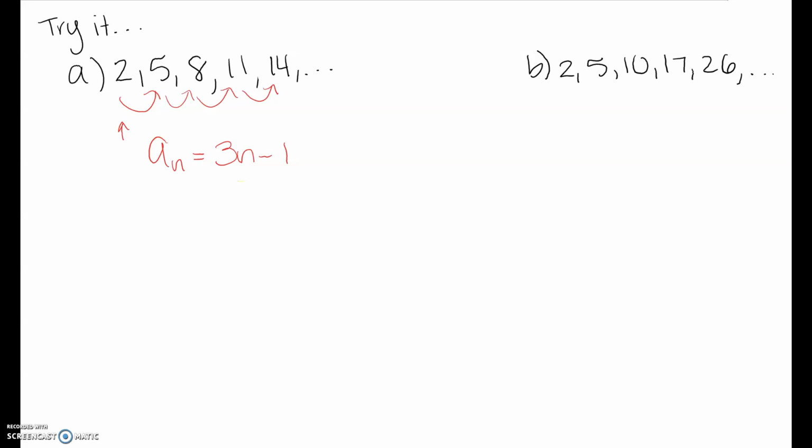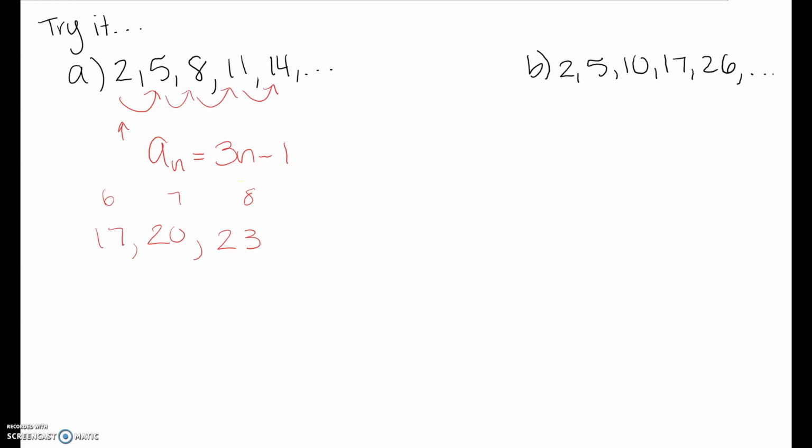And then the next term, so this is 1, 2, 3, 4, 5. So I'm looking for the 6th term, the 7th term, and the 8th term. So 3 times 6 is 18 minus 1, 17, and then you do the same thing, 7 times 3 minus 1, 8 times 3 minus 1, and then there's that one.